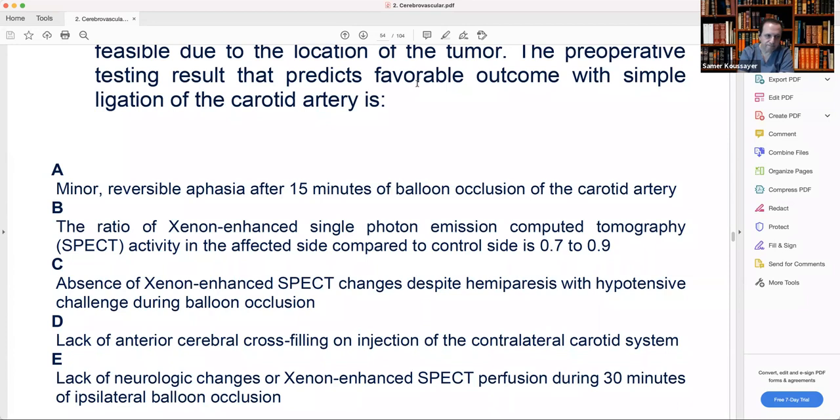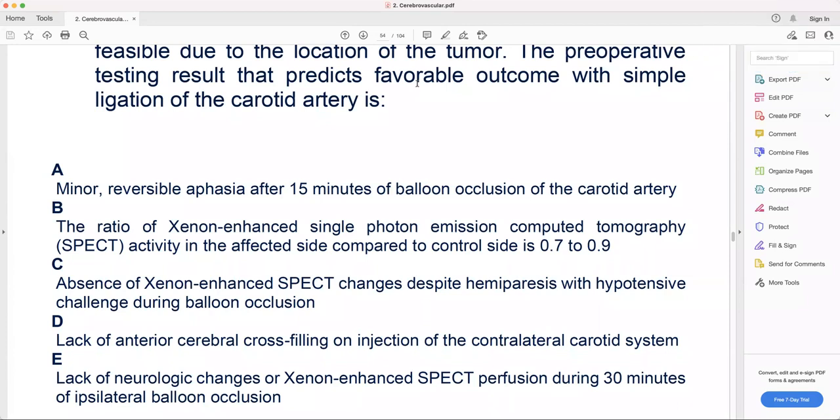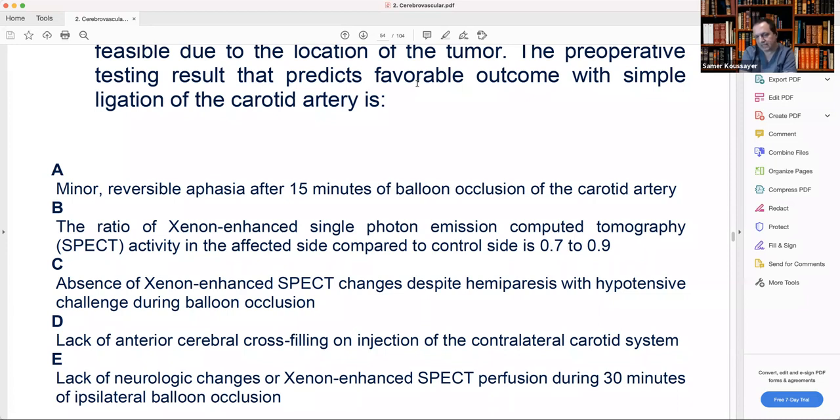So B, the ratio of xenon enhanced single photon emission computed tomography activity in the affected side compared to the control side is 0.7 to 0.9. So what does it mean? When you see 0.7 or less than 0.9, that means the flow in that side is affected with the balloon, right? So this is a bad sign.